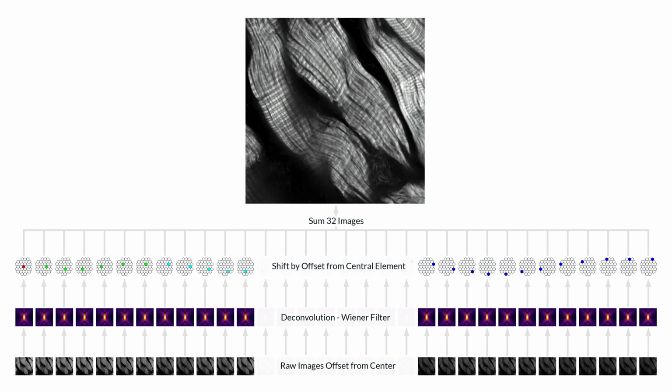You'll recall that for the standard Airyscan, the 32 raw images are processed first using a linear deconvolution, or Wiener filter. Then they are shifted by their distance from the central element and summed together. We don't have any control over the shifting and summing functions. Those are preset based on the known detector offsets. The control we do have is over the strength of the Wiener filter.